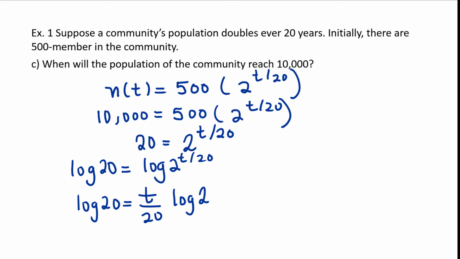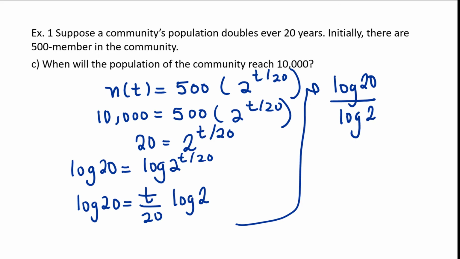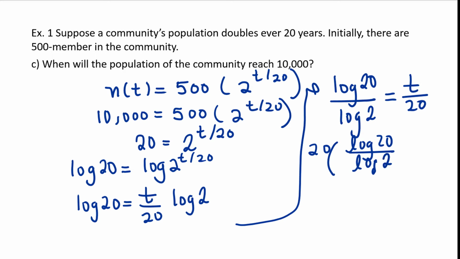You cannot separate the word log from 20. With that said, let's solve for t. So let's divide log 20 by log 2. Then we'll get log 20 divided by log 2 equals t over 20. And then we'll solve for t. That means multiply through by the 20 in the denominator. So we have 20 times the common log of 20 divided by the common log of 2 equals t. And we'll need to compute this number on a calculator as well.